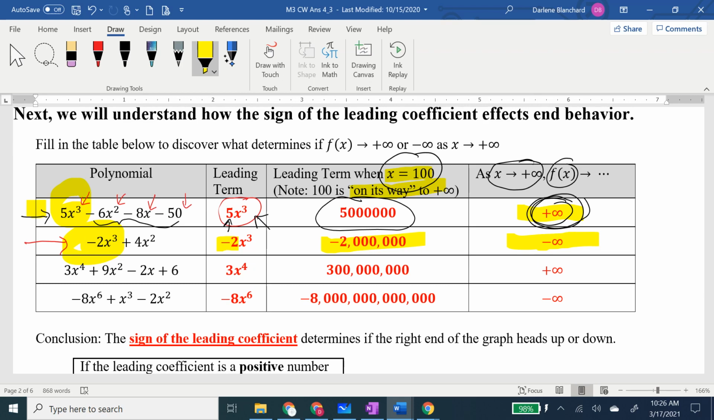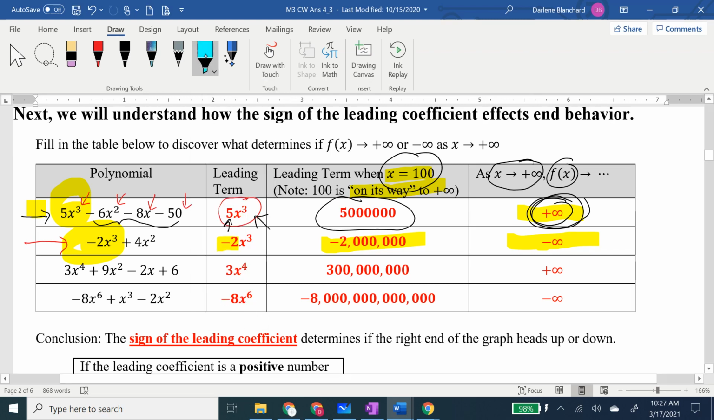Now, there's a reason why I have all 4 of these. And you'll see in the next section, because I'm going to keep using these polynomials for a little while.